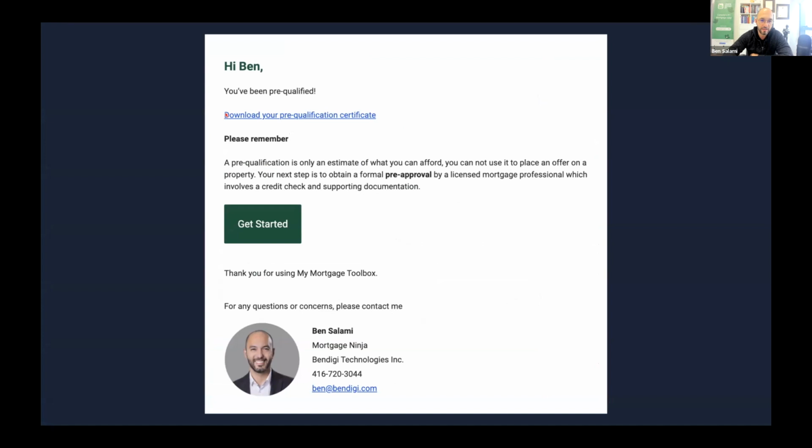You can see that it says download your pre-qualification certificate. And this part is extremely important. It says, please remember, pre-qualification is only an estimate of what you can afford. You cannot use it to place an offer on a property. Your next step is to obtain a formal pre-approval by a licensed mortgage professional. So now this button, Get Started, actually points to the same link, the same application link that Nadine showed in her demo.